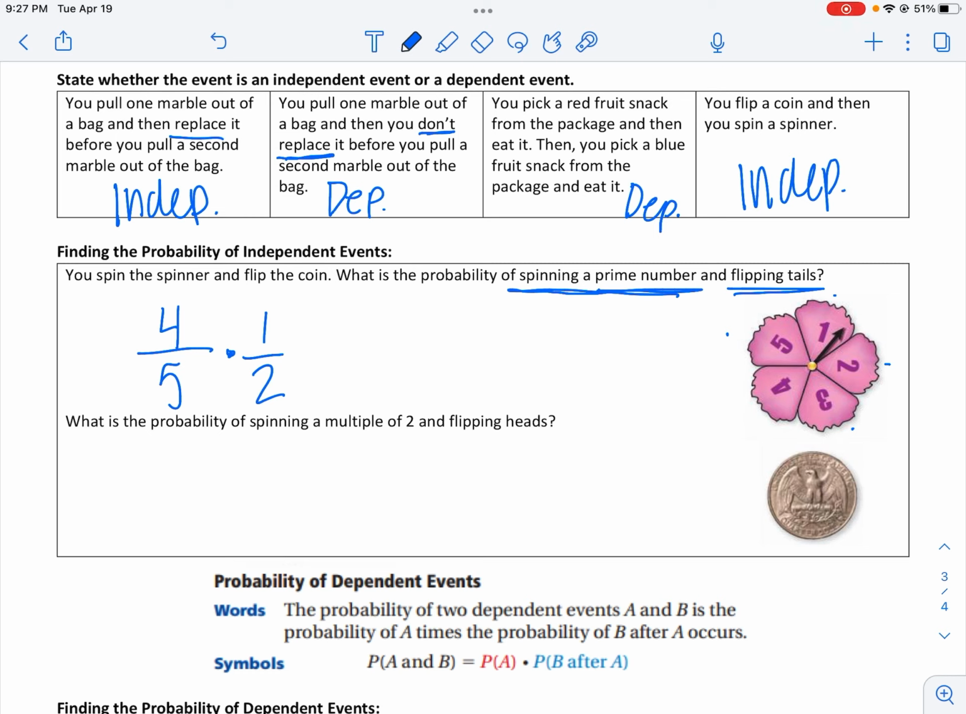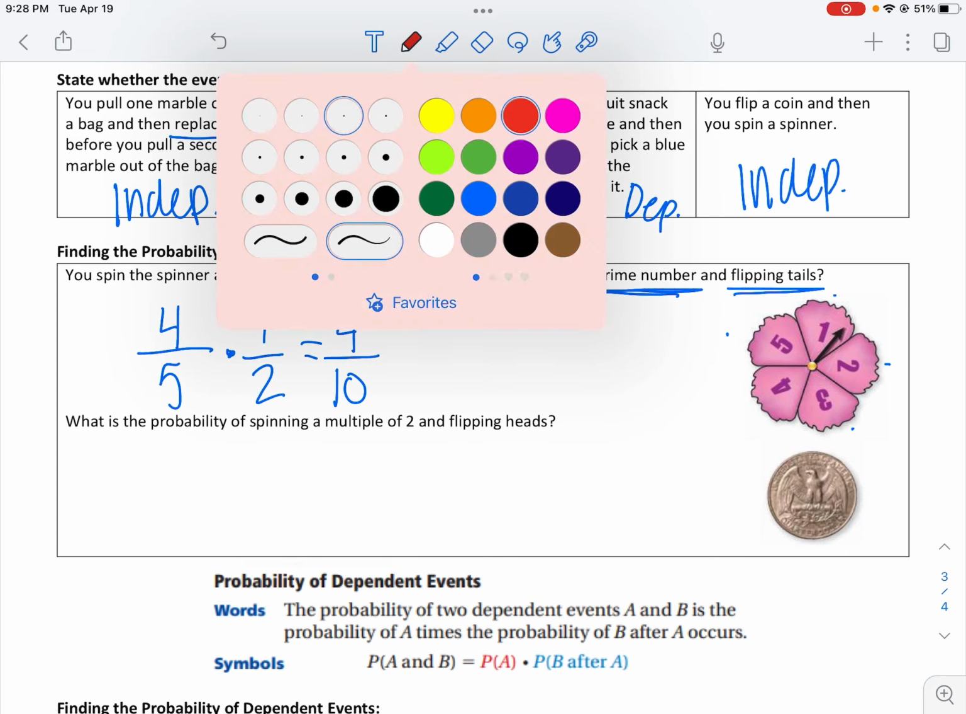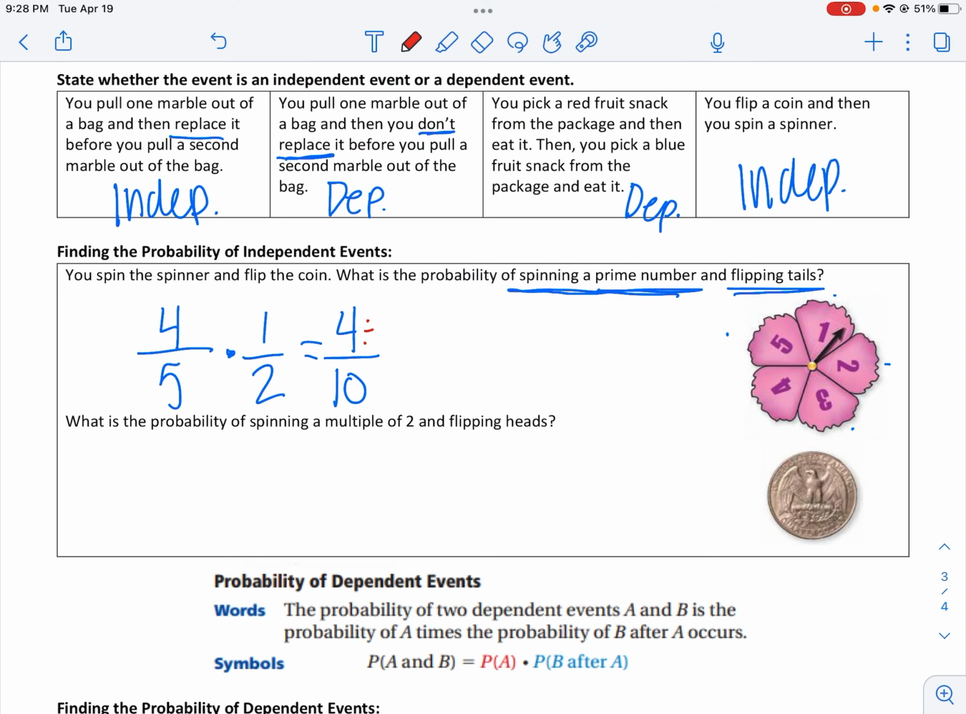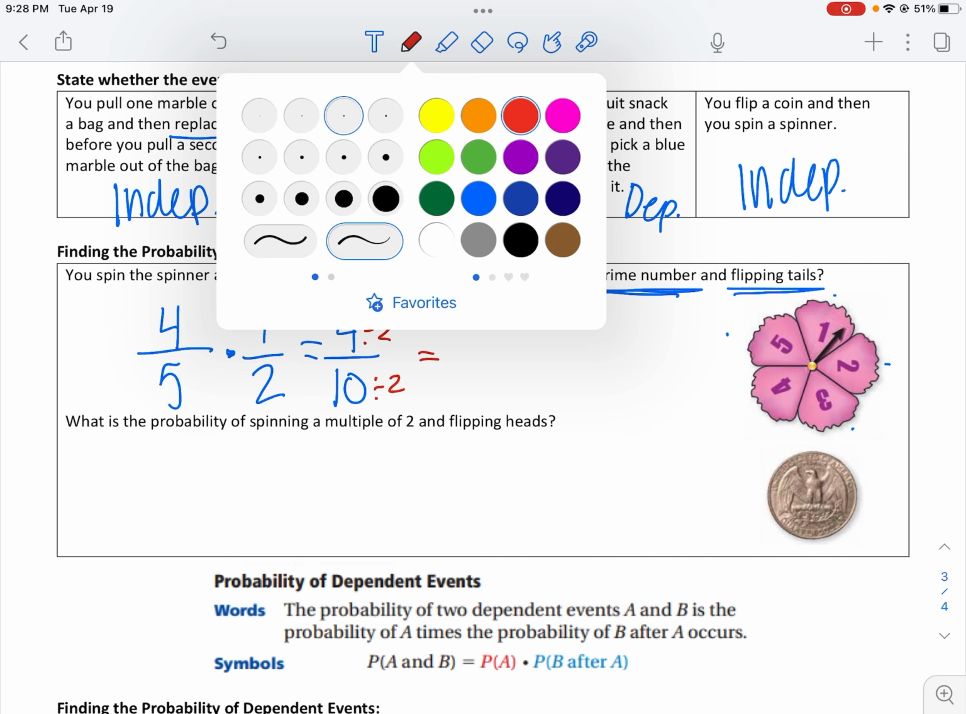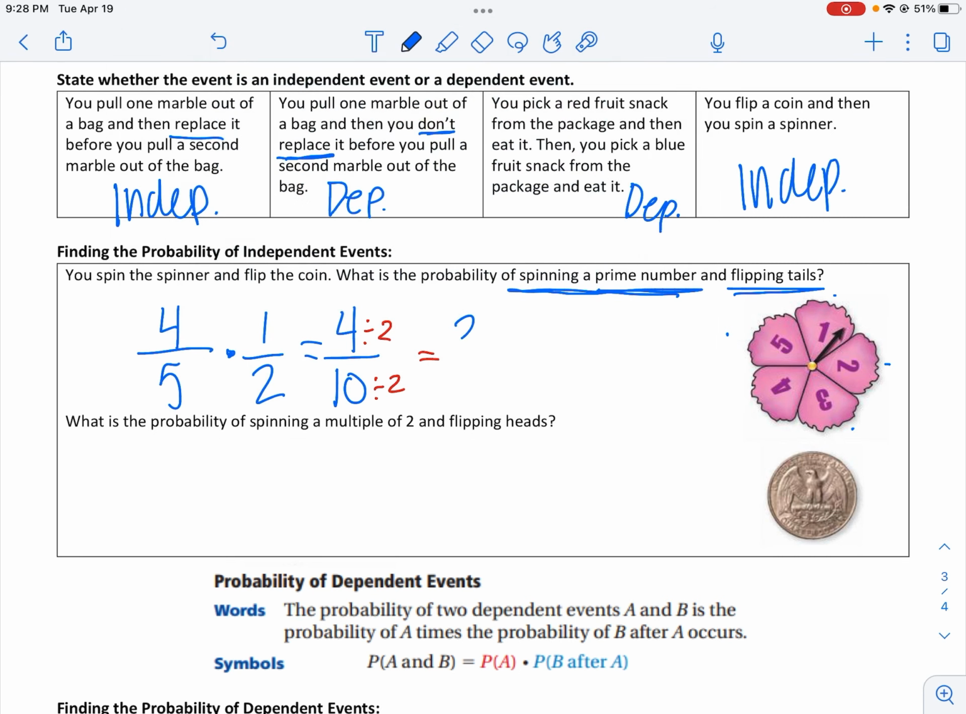Then you just multiply across. 4 times 1 is 4. 5 times 2 is 10. Then I can simplify. I can divide them both by 2. 4 divided by 2 is 2, and 10 divided by 2 is 5. So the probability of spinning a prime number and flipping tails is 2 over 5.